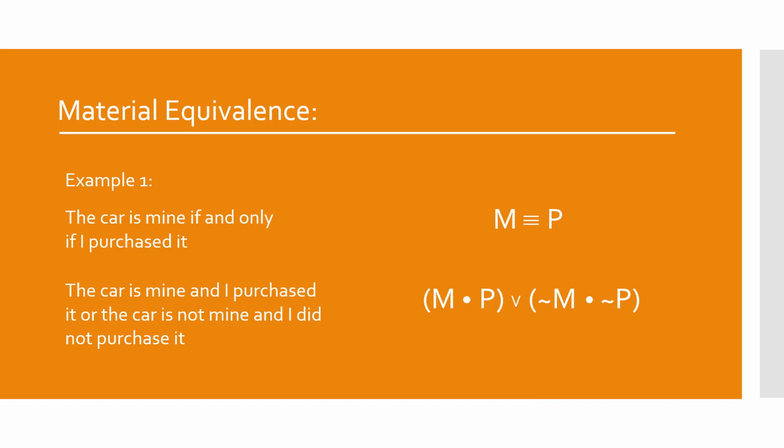And if we put this in terms of the original statement, notice the original biconditional statement is the car is mine if and only if I purchased it. And this is equivalent to saying the car is mine and I purchased it, or the car is not mine and I did not purchase it.